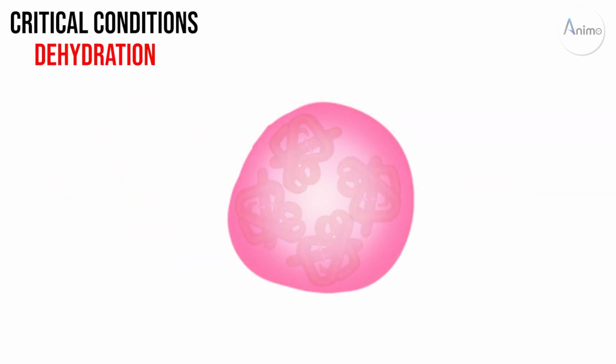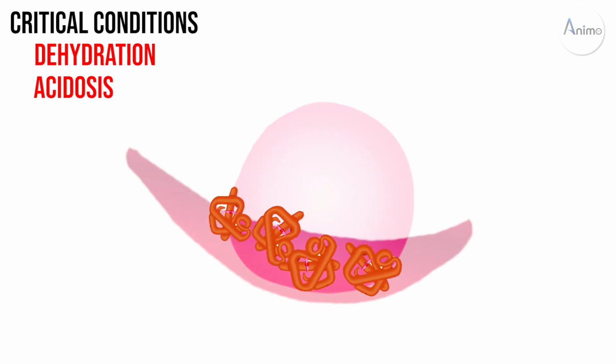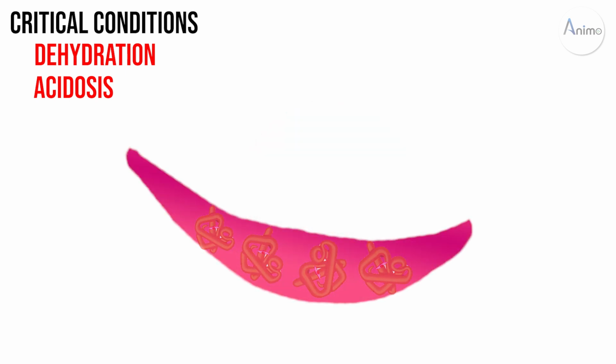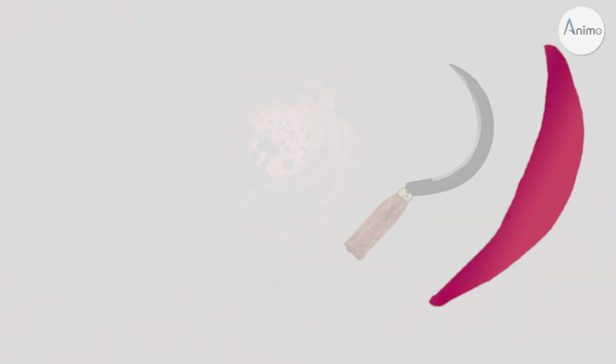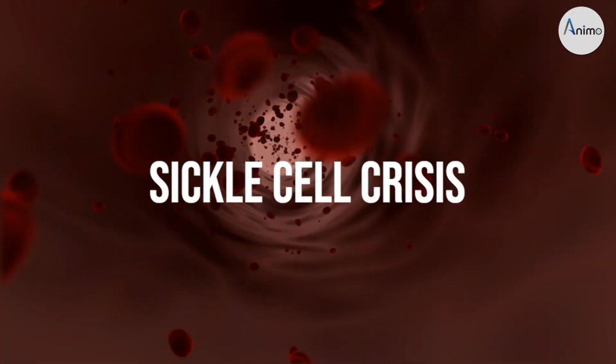As a result, when this abnormal hemoglobin faces critical conditions such as dehydration and acidosis, it polymerizes and forms a structure which looks like a sickle, and the overall RBC becomes sickle shaped. That is why it is called sickle cell crisis.